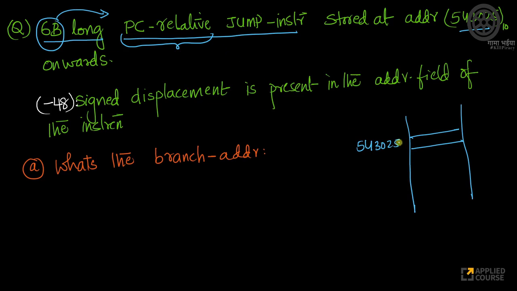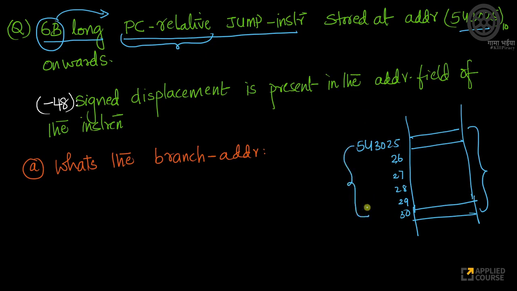And it's 6 bytes. So this is my first byte, my second byte, and in decimal, 26, 27, 28, 29, 30. So this whole instruction requires 6 bytes, and the jump instruction with PC relative addressing is stored in these 6 bytes. So the next instruction will be at 543031. Let's remember that, because this instruction requires 6 bytes.